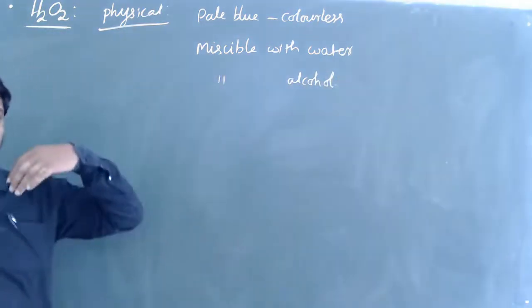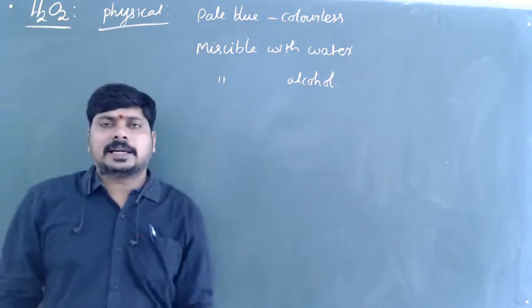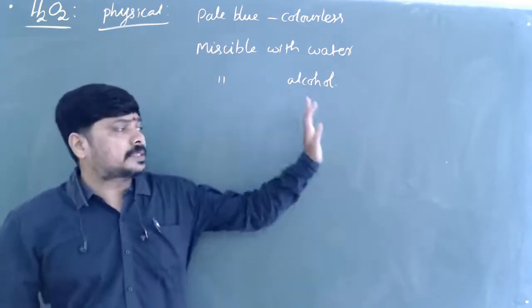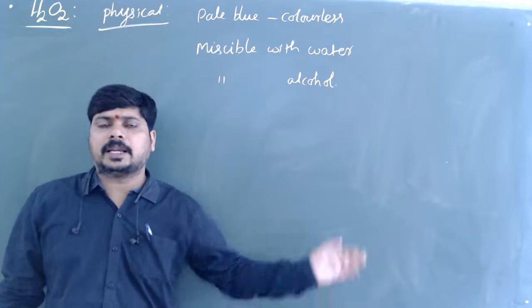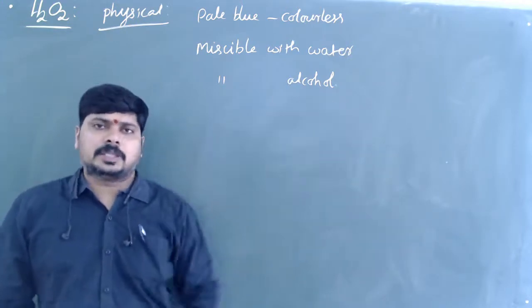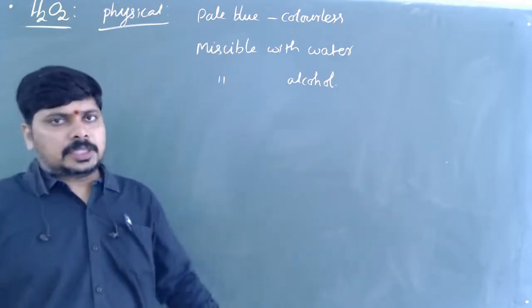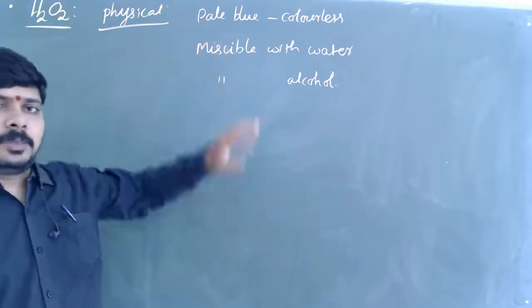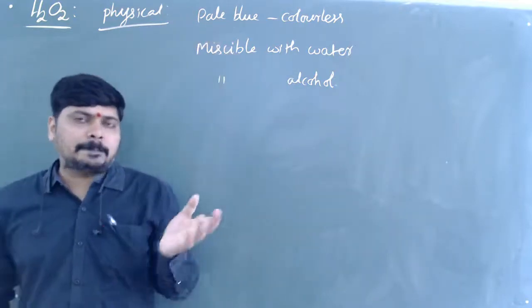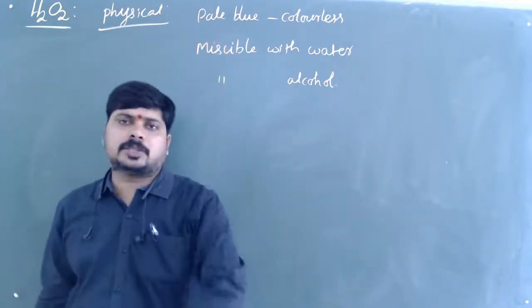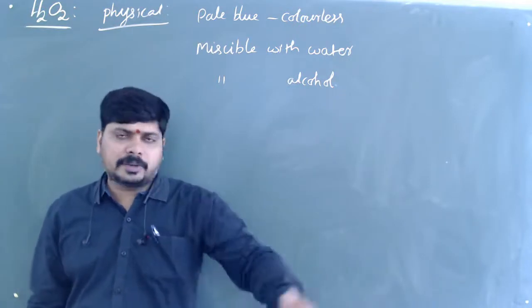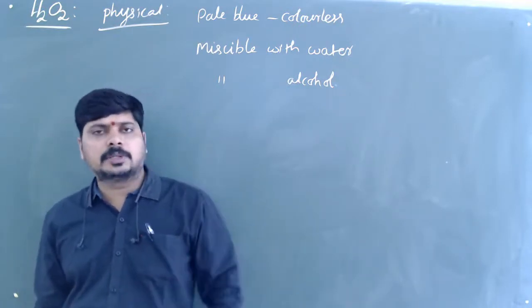Water combines with the organic solvent. All those organic solvents can also mix, because they can form hydrogen bonds with them. So this is what we can say about miscibility. And when we compare the H2O2 and H2O physical properties, they have given a table in NCERT, where you can see the values.